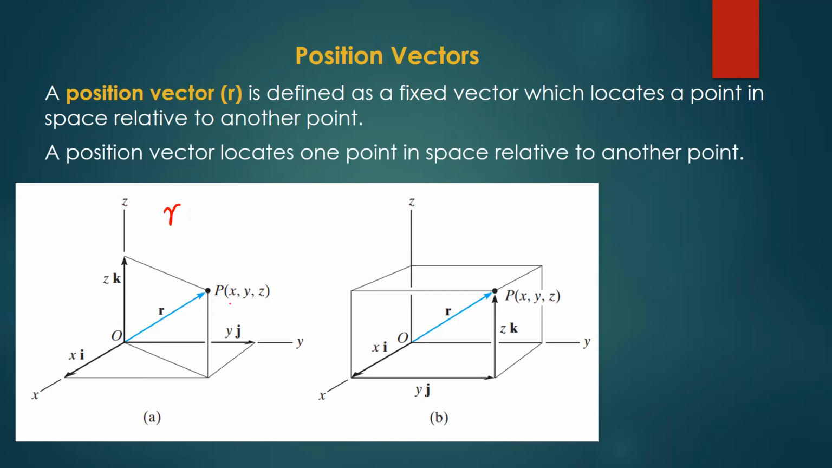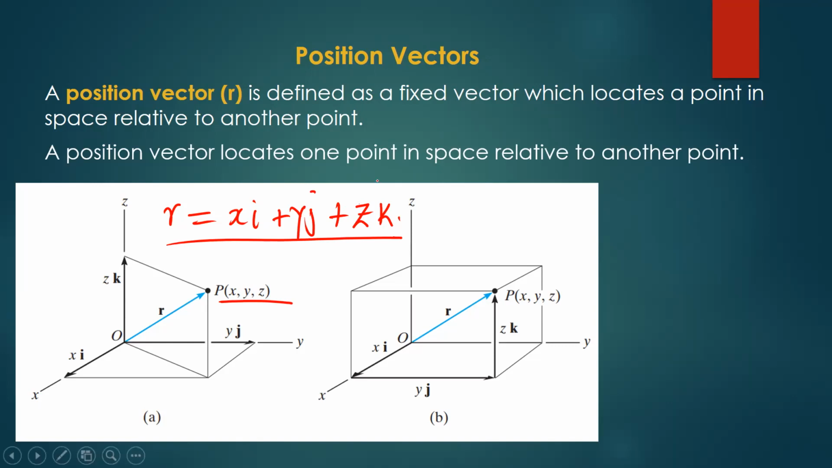You just have to get the coordinates that you have there, and then you say R is equal to X, and X we know is associated with the i unit vector, and then Y is associated with j, then we have Z, which is associated with k. So this is how you write that.